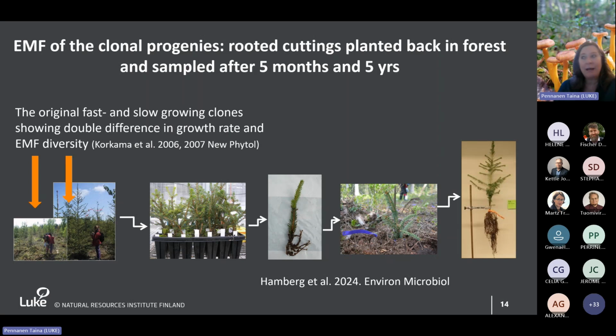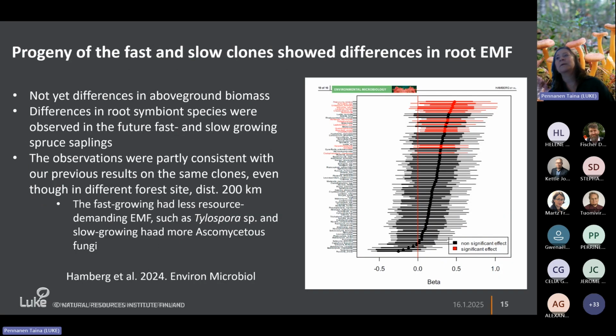And then we outplanted them back to the forest to fish for ectomycorrhizal fungi. So we put the original clones back to their childhood forest to see how they collect the diversity, and whether we get the same result as in the original study. Even though we were planting them almost 200 kilometers more south than where the original ones were growing, we did see again differences in these mycorrhizal and root endophytic communities, even though we didn't yet see differences in the above ground biomasses.